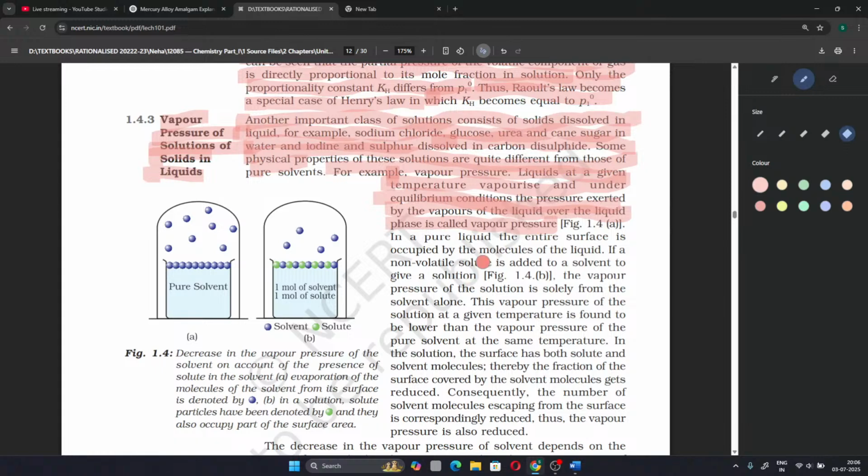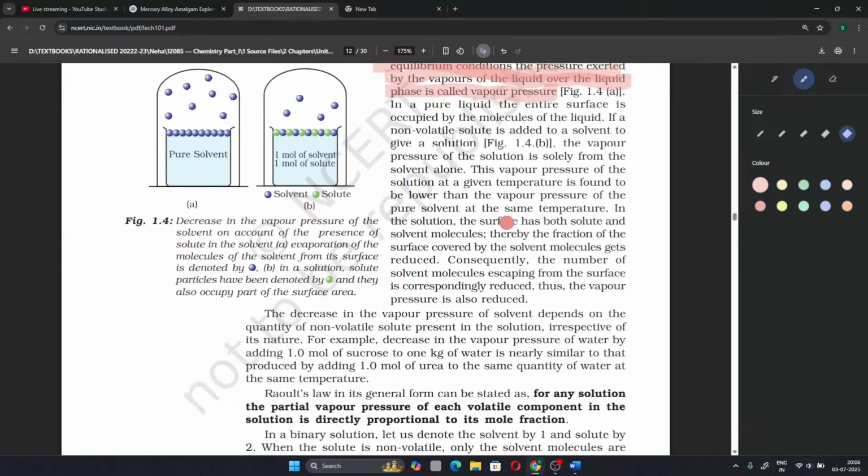Okay, let's see the figure first. Figure 1.4 A and B: decrease in the vapor pressure of the solvent on account of the presence of solute in the solvent. In A, evaporation of the molecules of solvent from its surface is denoted by the blue particles. Blue particles are the solvent particles. In a solution, solute particles have been denoted by green particles, and they also occupy part of the surface area.